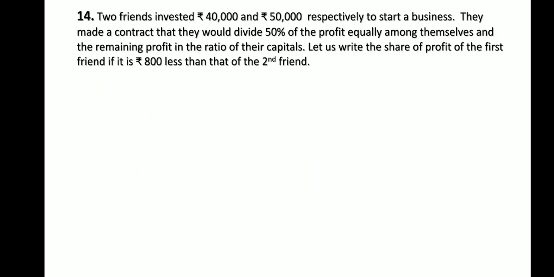Now we start with question number 14. The question says, two friends invested 40,000 and 50,000 respectively to start a business. So we know the capital. They made a contract. They would divide 50% of the profit equally and the remaining 50% in the ratio of capital. Let us write the share of the profit of the first friend if it is 800 less than that of the second friend. What we observe is the total profit is not given to us. So let the total profit be rupees X.